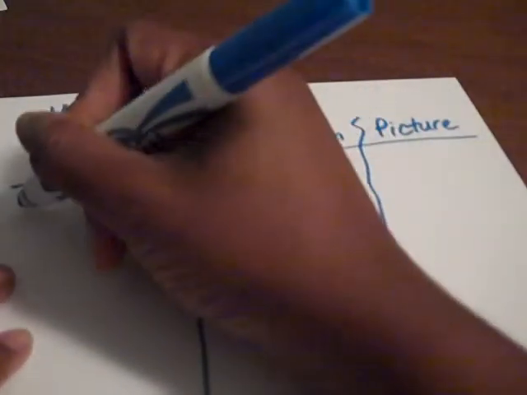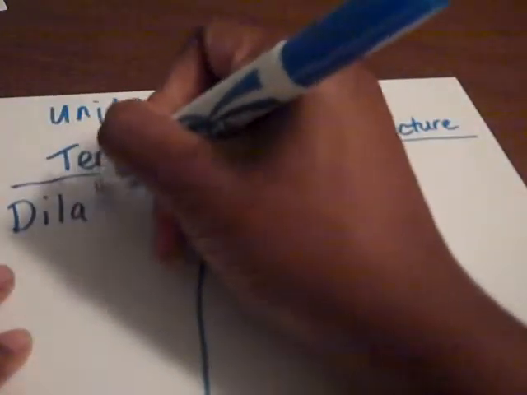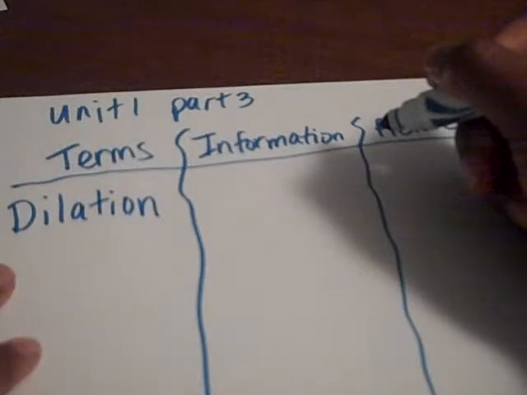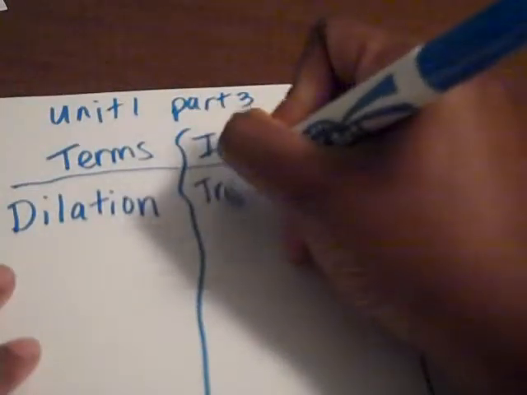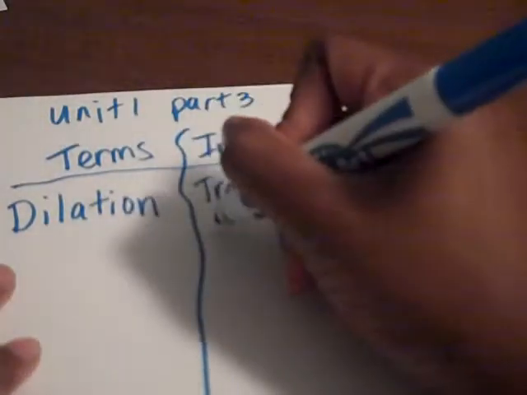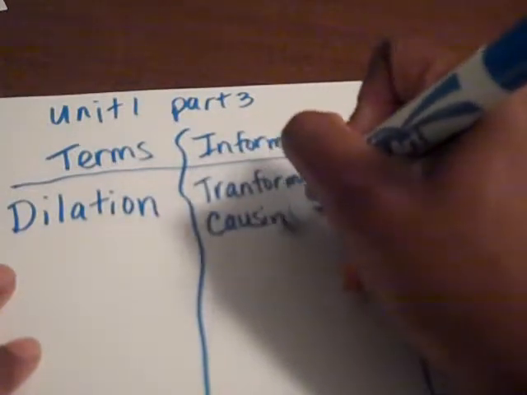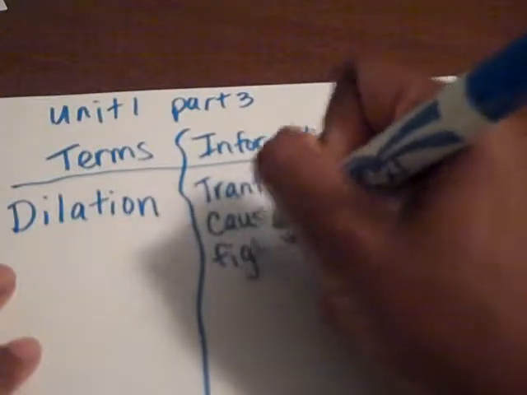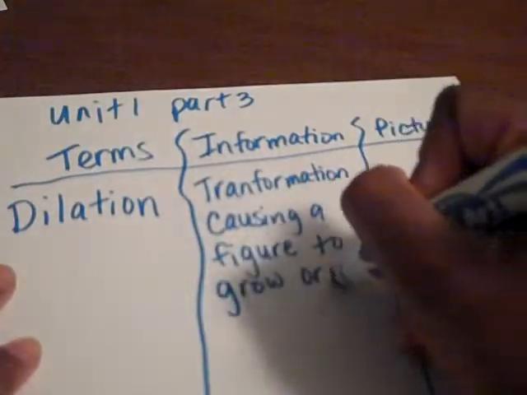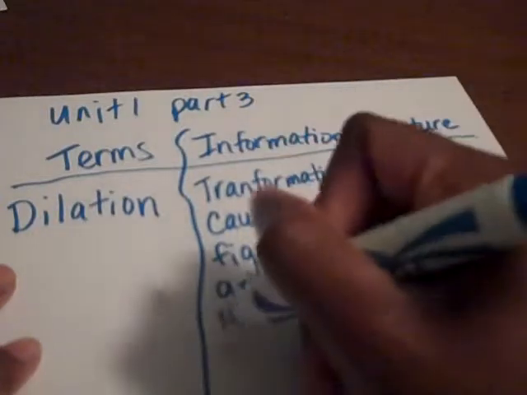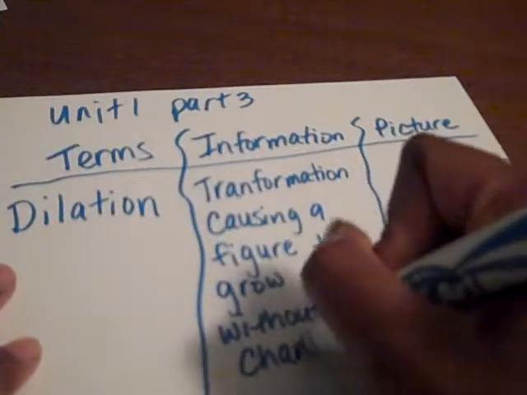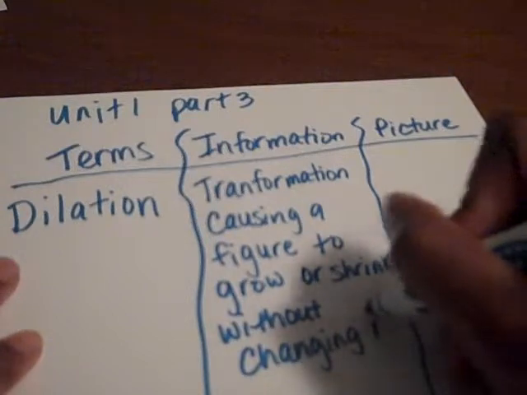Our first term is going to be dilation. And the information for dilation is a transformation causing a figure to grow or shrink without changing its center.